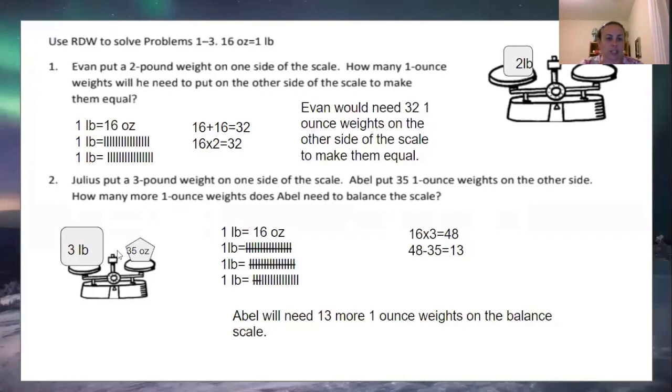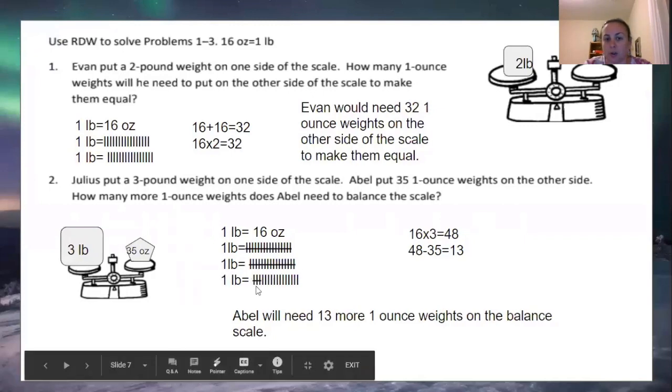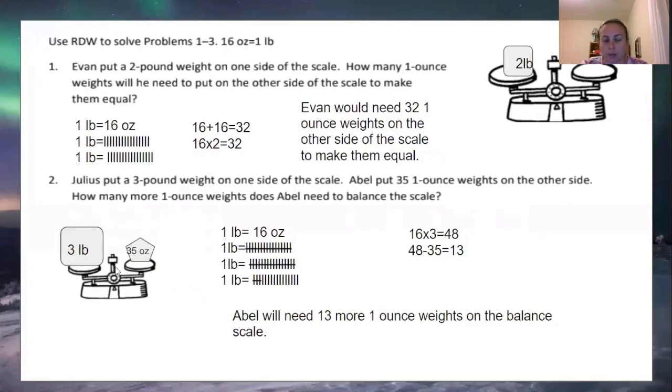All right, and then for our second one, Julius has 3 pounds on one side and Abel put 35 ounces on the other side. How many more 1-ounce weights does Abel need? So here we see that 1 pound is equal to 16 ounces. So here's 16, 16, 16. So he already has 35. So here's 16, 32, 33, 34, 35. So how many are left? There are 13 ounce weights left to equal 3 pounds.